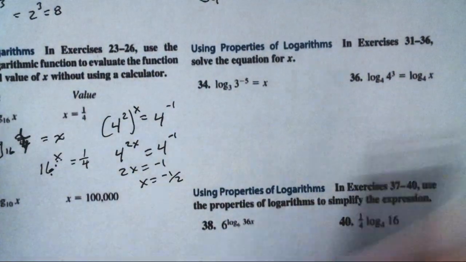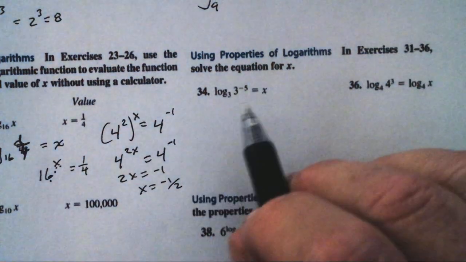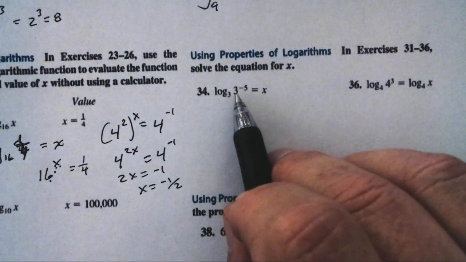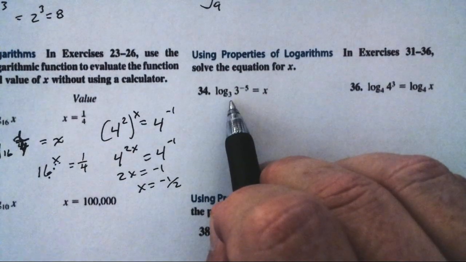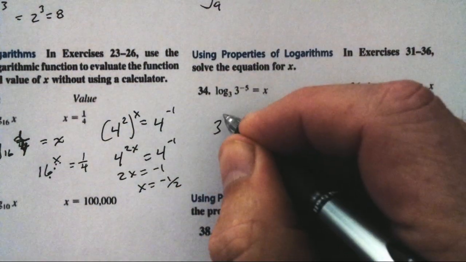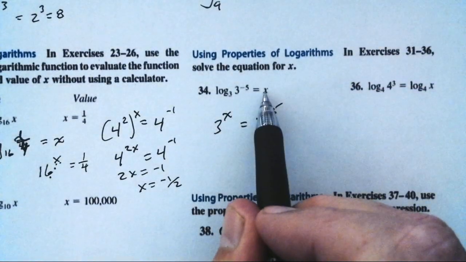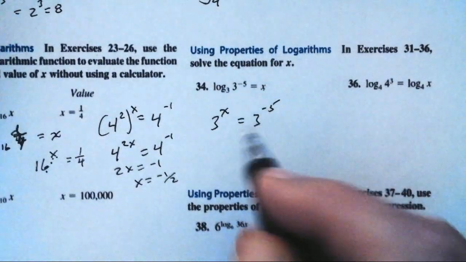All right, take a look at this one. Wow, this looks kind of bizarre, but if we read this right, we're going to say x is the exponent that turns 3 into 3 to the negative 5. The logarithm is x. X is the exponent that turns 3 into 3 to the negative 5. Or what is the exponent that turns 3 into 3 to the negative 5th? Well, negative 5 is.